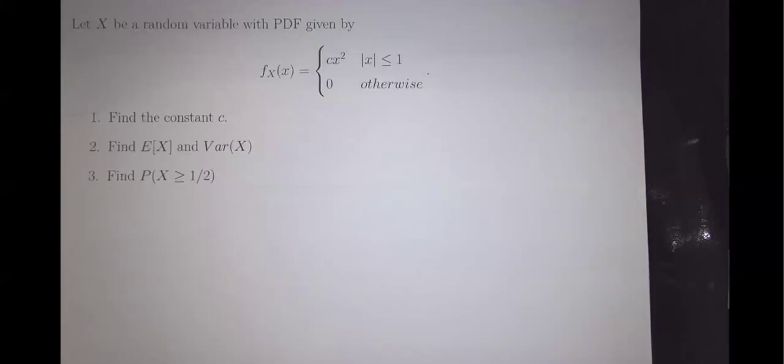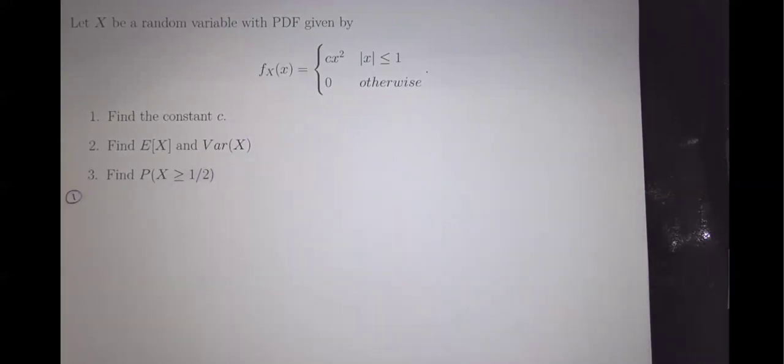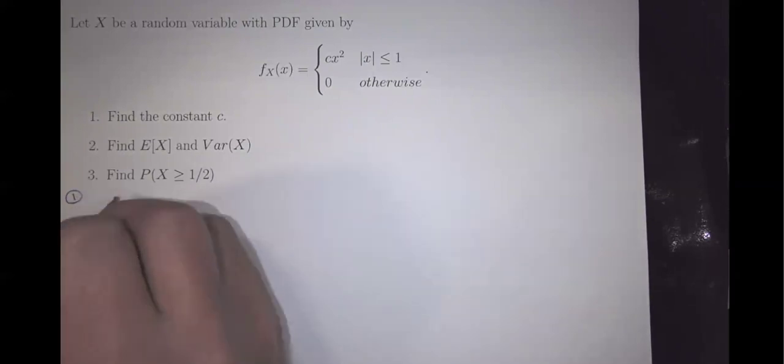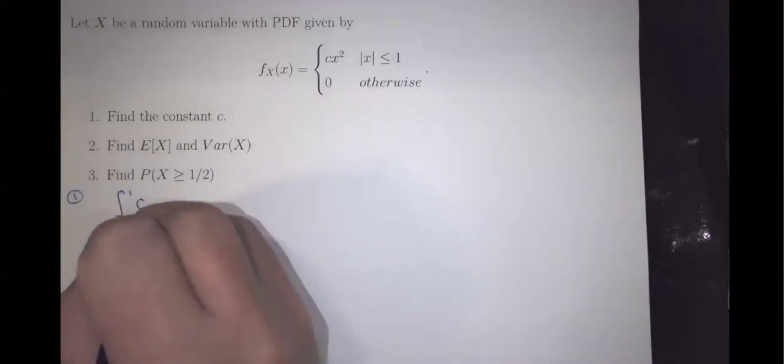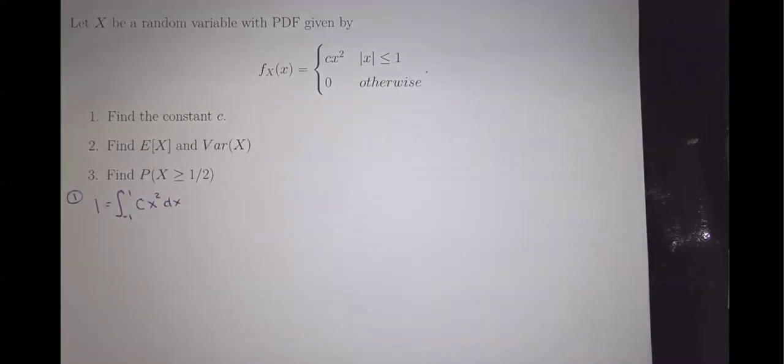Let x be a random variable with a probability density function given by f of x equals cx squared when x is between -1 and 1 and 0 otherwise. First, we need to find out what c is. Well, in this case, we know that the integral between -1 and 1 of cx squared dx has to equal 1 because this is a probability density function.